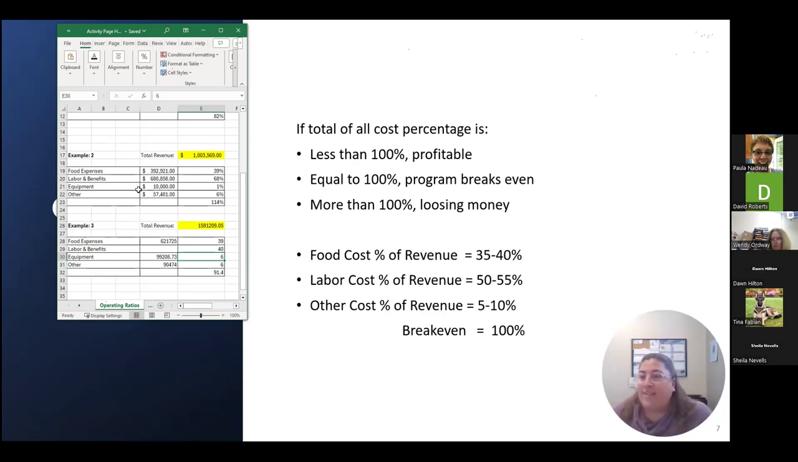So looking at example three, Dave gave us an example. His was 91.4%. So again, he's pretty close to breaking even, which is right where you want to be. Does anybody want to share their number, what they ended up with? You don't have to necessarily tell me the food expenses, labor, equipment, but what's your grand total? Can somebody share what they have for a total? Or put it in the chat.